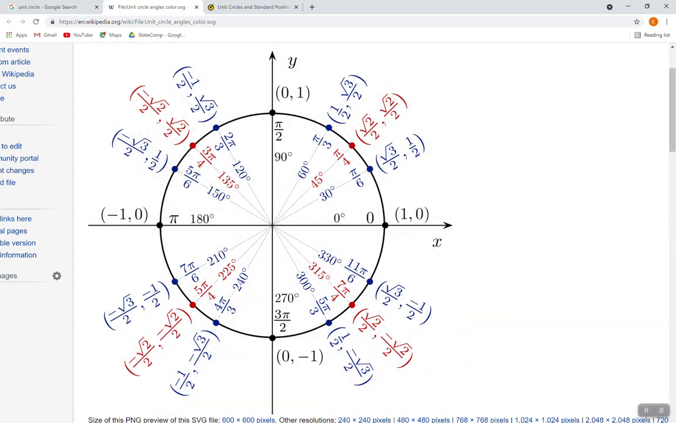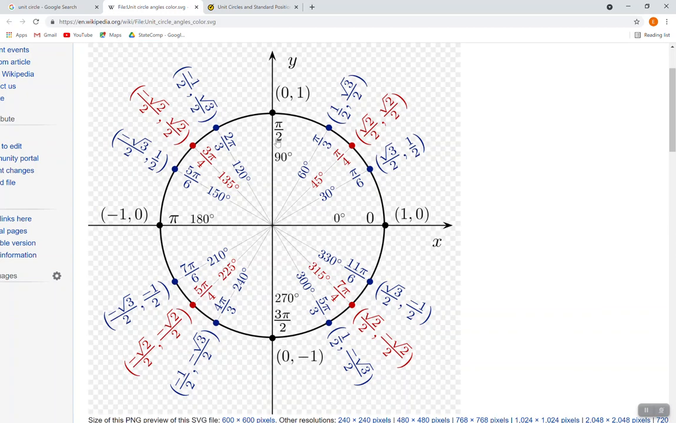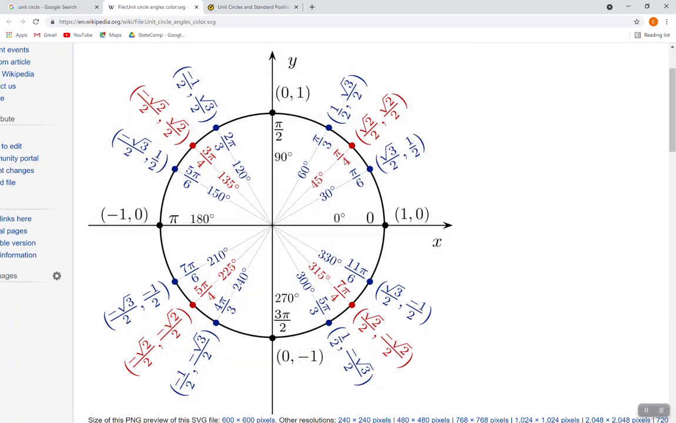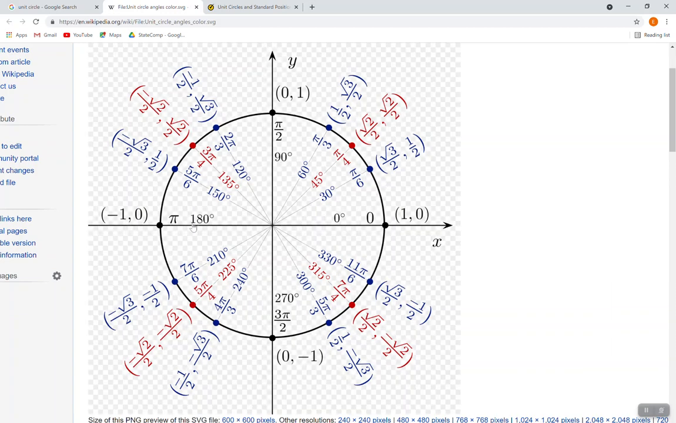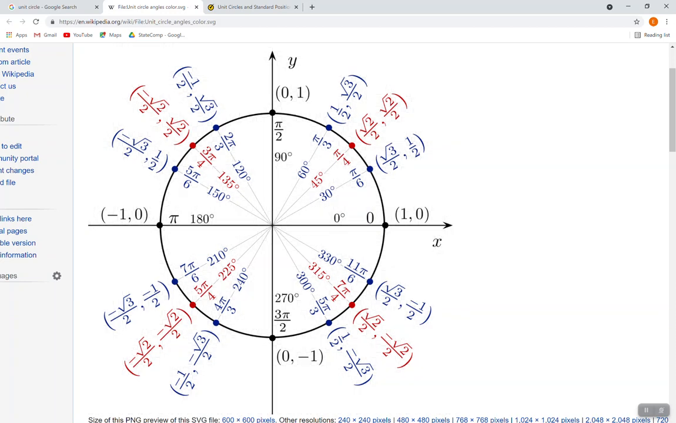Good. Tangent of pi over 2. Undefined, because y over x would be 1 over 0. And remember, the denominator cannot be 0, so it's undefined. There's no such thing as tangent of 90 degrees. Okay. Tangent of 180. Yeah, 0 over -1 is just 0, right? Any questions on how that works?